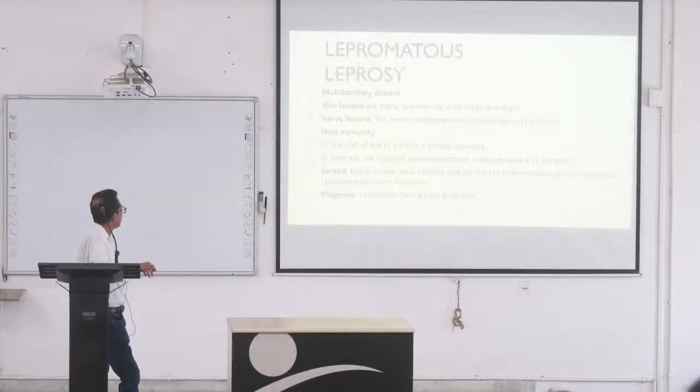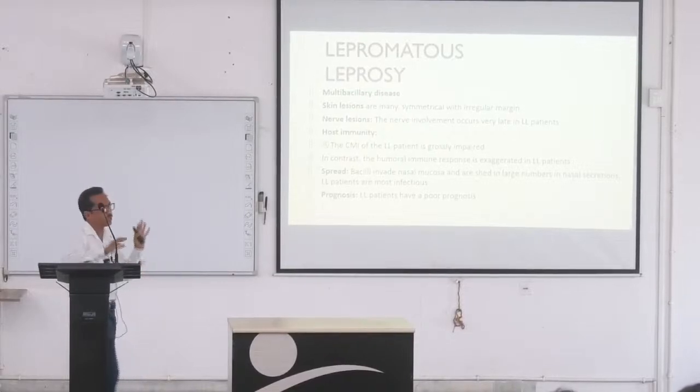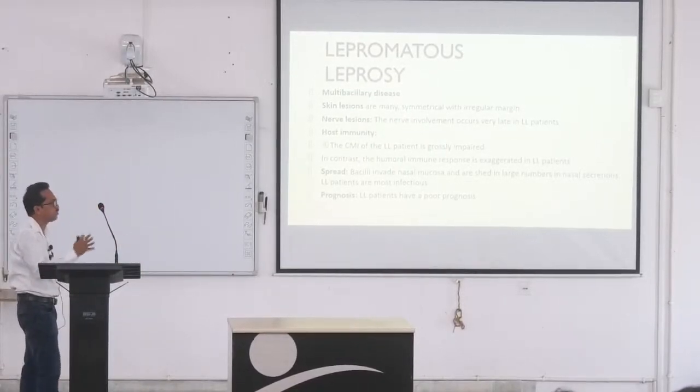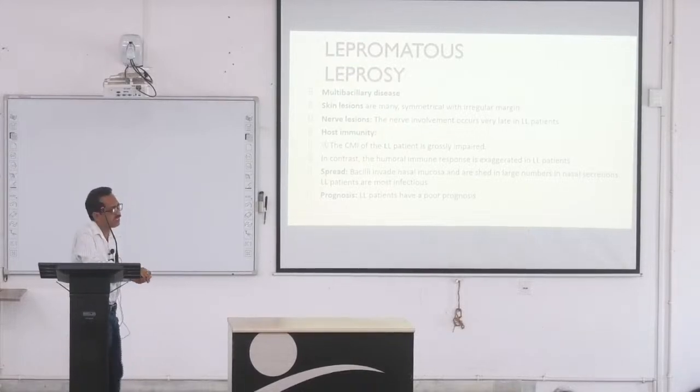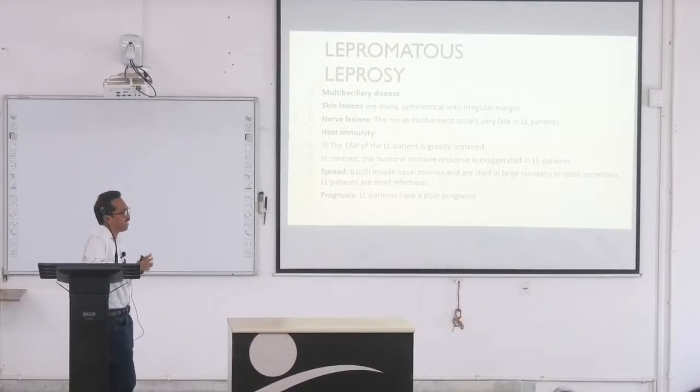We have already covered it. Now, just to recapitulate briefly, what is lepromatous leprosy? It is a multibacillary disease. Skin lesions are many, with symmetrical and irregular margins, and nerve lesion involvement occurs late. CMI of the lepromatous patient is grossly impaired. Humoral immunity is exaggerated. Bacilli invade the nasal mucosa and are shed in large numbers.